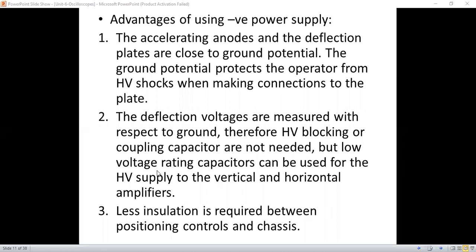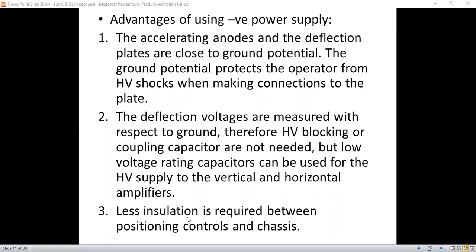But low voltage rating capacitors can be used for the high voltage supply to the vertical and horizontal here now. Low voltage capacitors we are using here now. So less insulation is required between positioning controls and chassis here now. Why is less insulation required?